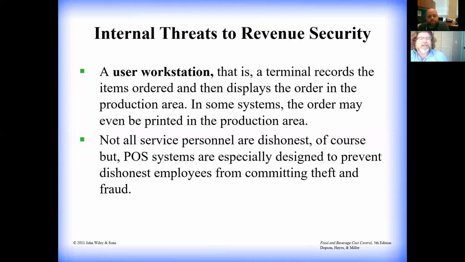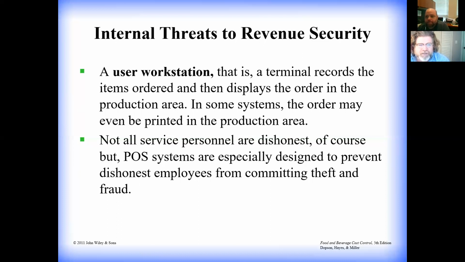Let's see, the workstation. This is basically where the POS system is located, the point of sale system. I always get in trouble when I talk about POS in the class because I had a POS car at one point.